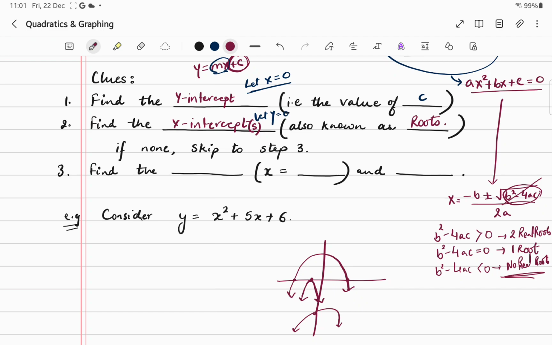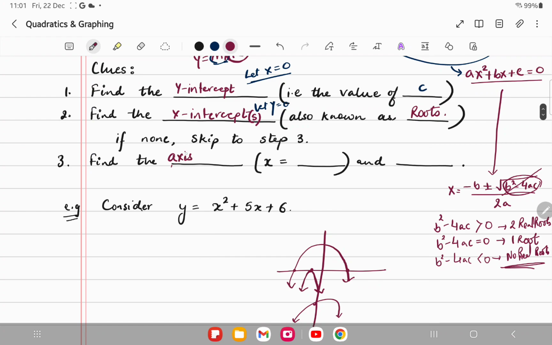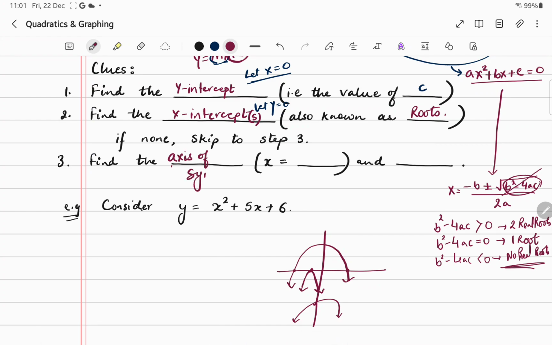Like in most of the questionnaires, you answer this; if not, skip to the next part. So skip to the third one. In the last one, we are finding the axis of symmetry. Axis of symmetry means where it is exactly the same on both sides.